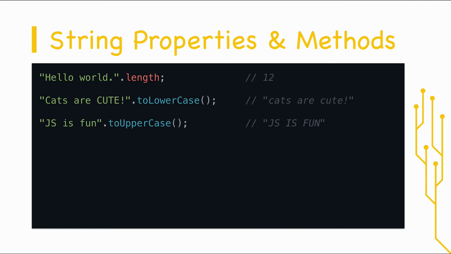And the resulting output is the same string JS is fun, however, this time all the characters have been converted into uppercase letters. So JS is fun, all the characters are converted into uppercase. Where previously in the original code, the words is and fun were actually in lowercase. So the toUpperCase method can be used to convert all the characters inside a string into uppercase letters. And both of these methods are actually quite useful when working with user input.